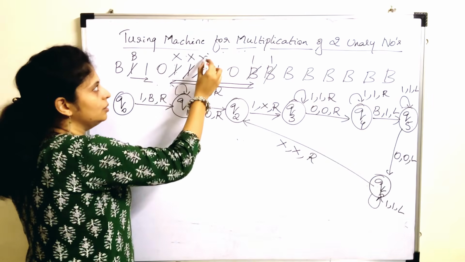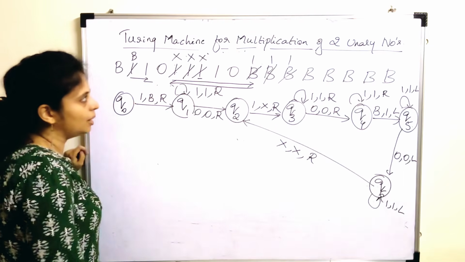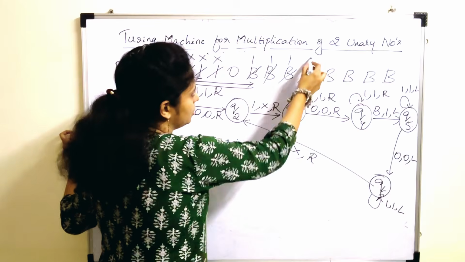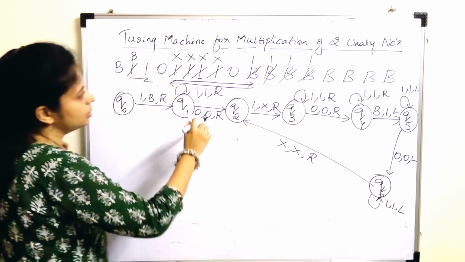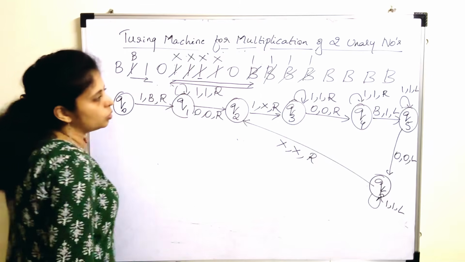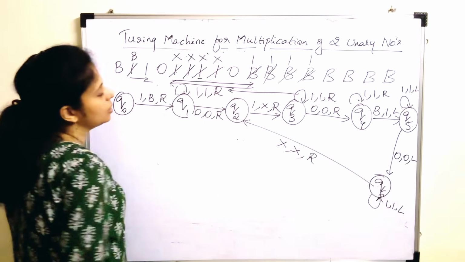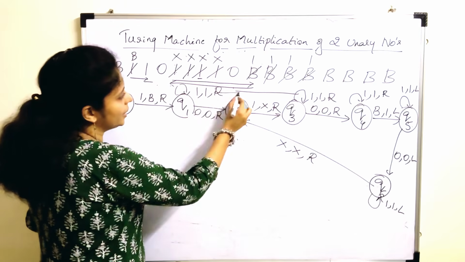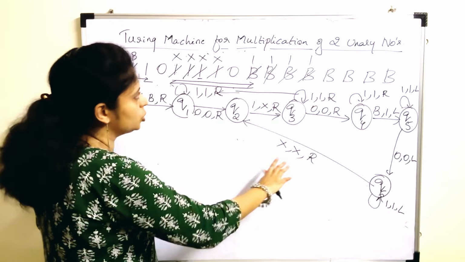For third one, again this will be repeated. This third blank will be marked with 1. For fourth one, fourth blank will be marked with 1. Right? Now, after marking this fourth blank with 1, we'll move till x again. When the input is x, leave that x as it is, move towards right side.